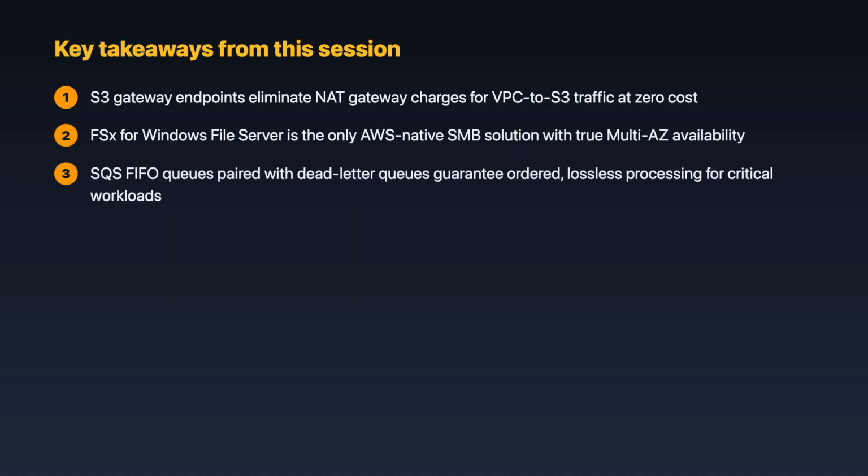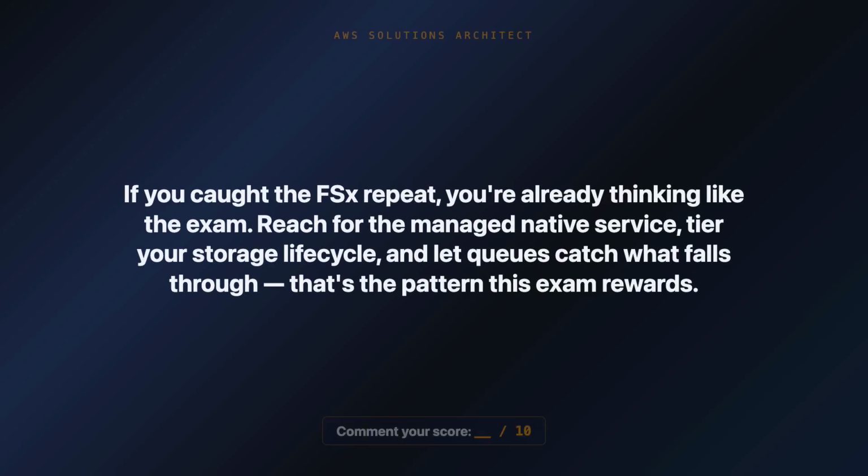3 takeaways from this session. First, S3 gateway endpoints eliminate NAT gateway charges for VPC to S3 traffic at 0 cost. Second, FSx for Windows File Server is the only AWS native SMB solution with true multi-AZ availability. Third, SQS FIFO queues paired with dead letter queues guarantee ordered, lossless processing for critical workloads. If you caught the FSx repeat, you're already thinking like the exam. Reach for the managed native service, tier your storage lifecycle, and let queues catch what falls through. That's the pattern this exam rewards.